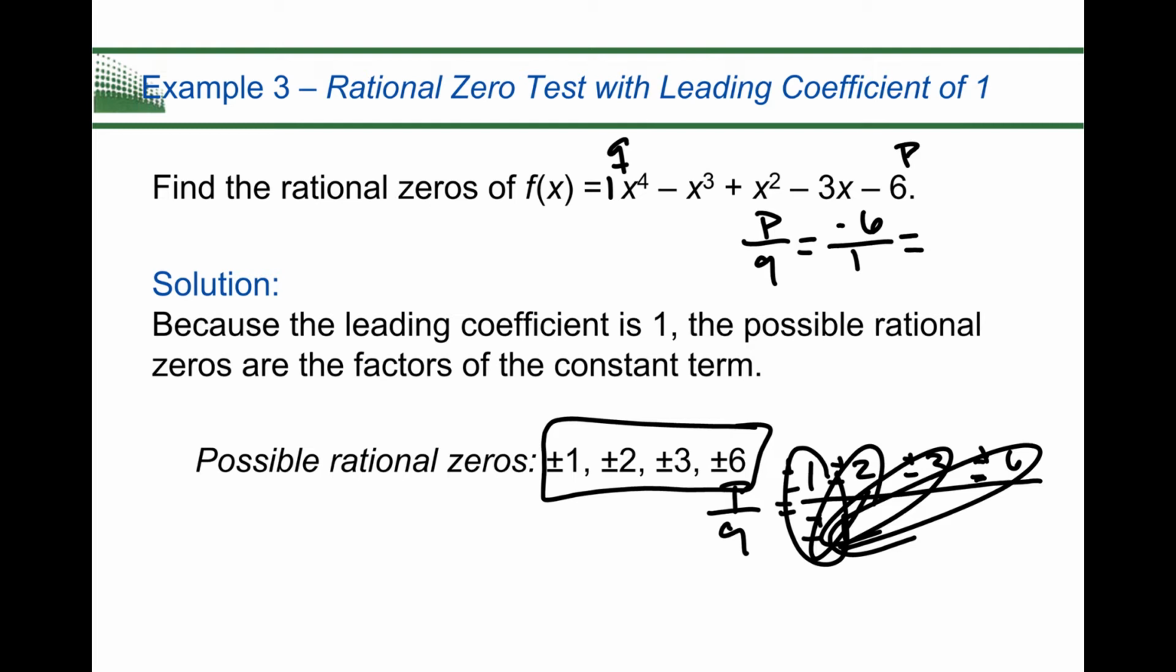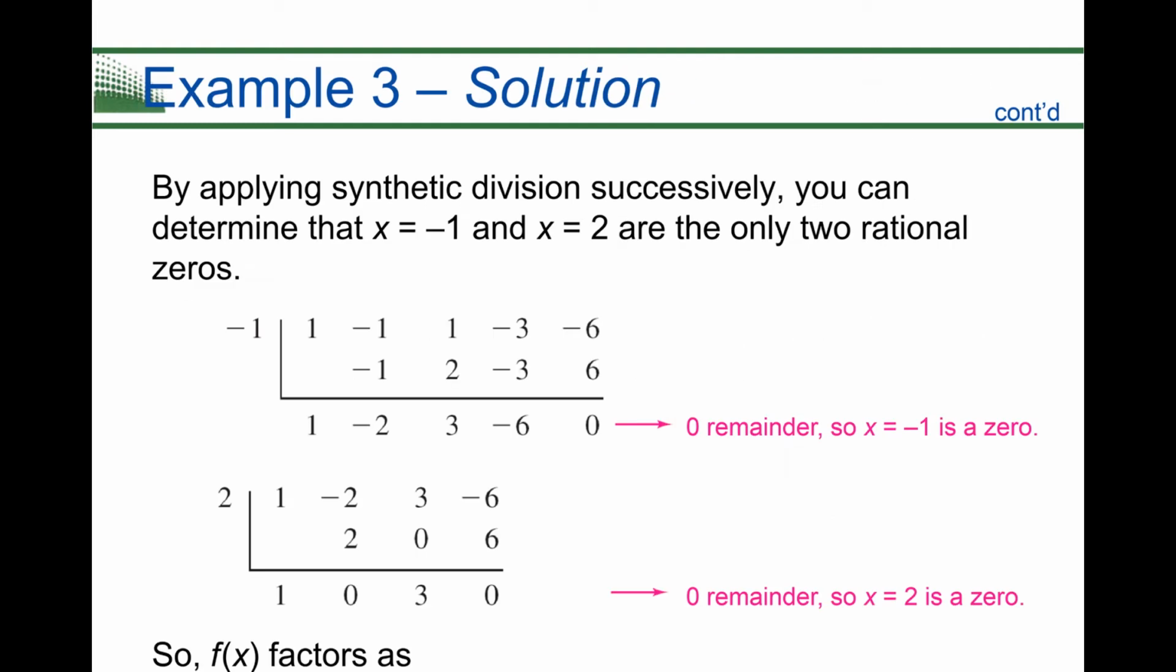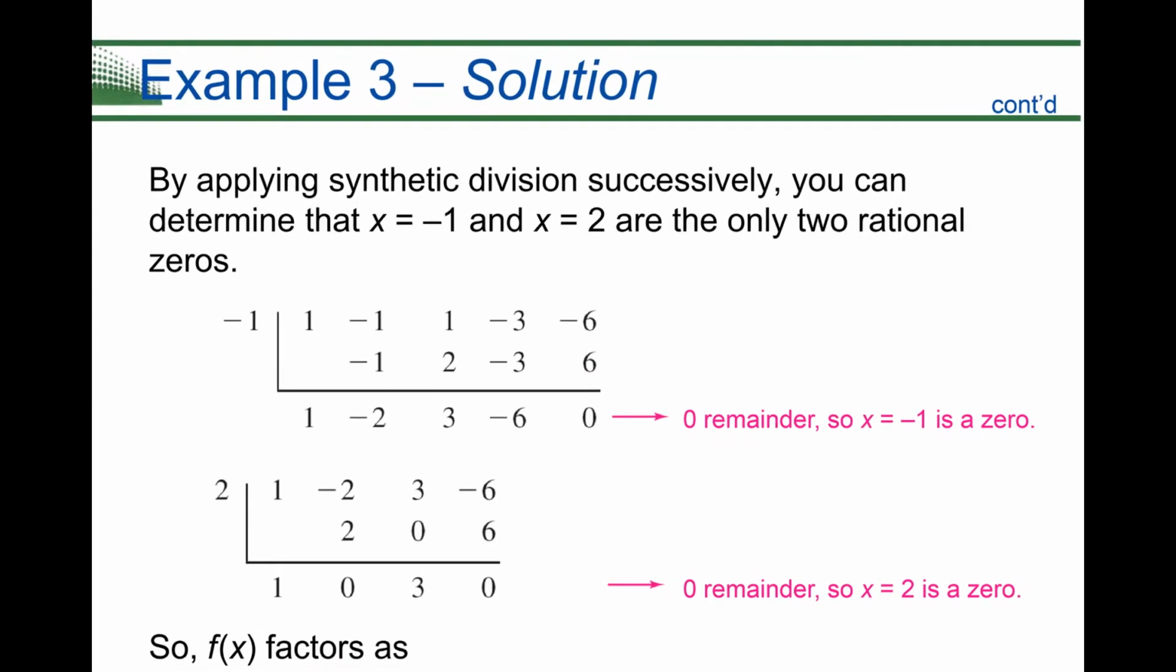So because the leading coefficient is 1, the possible rational zeros are factors of the constant term. That just happened out. But by applying synthetic division successfully, you can determine that x equals -1 and x equals 2 are the only rational zeros. So you look at all your options, and all of our options in that last one are plus or minus 1, 2, 3, and 6. And I'm going to do lots of examples, so don't get scared right now.